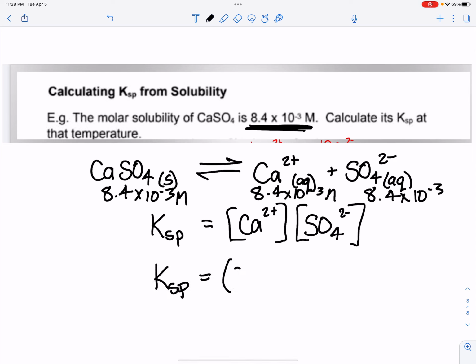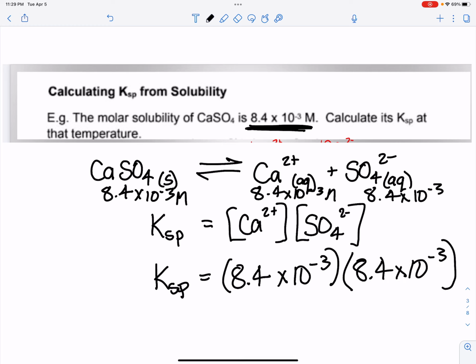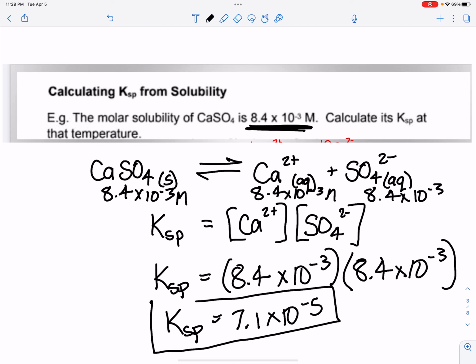KSP is equal to 8.4 times 10 to the negative 3 times 8.4 times 10 to the negative 3, or you could take 8.4 times 10 to the negative 3 squared if you want. And when I put that in my calculator, KSP is equal to 7.1 times 10 to the negative 5. And our KSP, just like with our KEQs, the units really don't give us any extra information, so we don't include units for that. So there's a simple example where we're given molar solubility and we're calculating KSP.